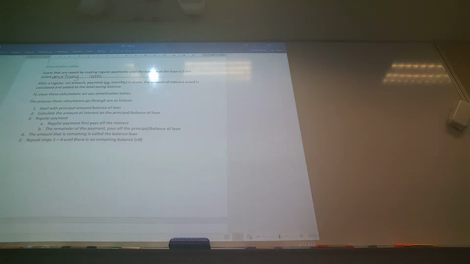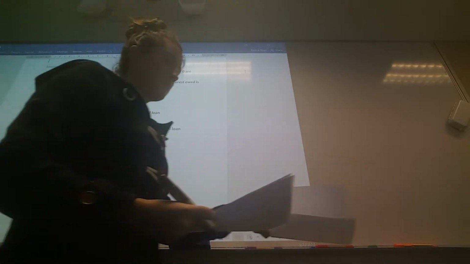Okay, so they're called amortizing loans. And it's pretty much exactly what we've been talking about. We're going to use some tables so we can understand how these are calculated, because you may be asked to fill in some blanks, or you may be asked to calculate the total interest that's been paid at a certain amount of time. And we can use these tables to help us work that out. So these are the steps that we go through, so we can understand what we're actually doing.